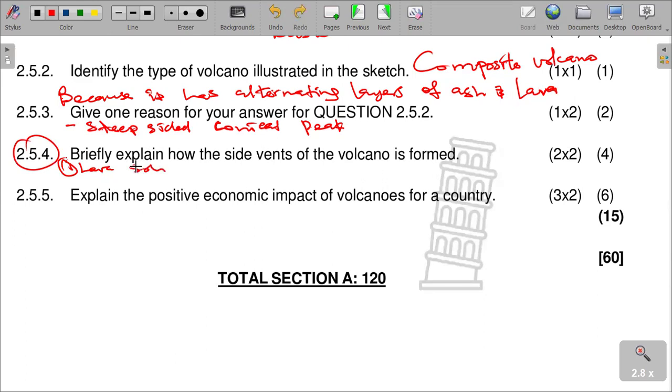Lava solidifies in the main vent, causing it to block. And then we are saying the molten lava in the chamber finds a new exit on the side of the cone.